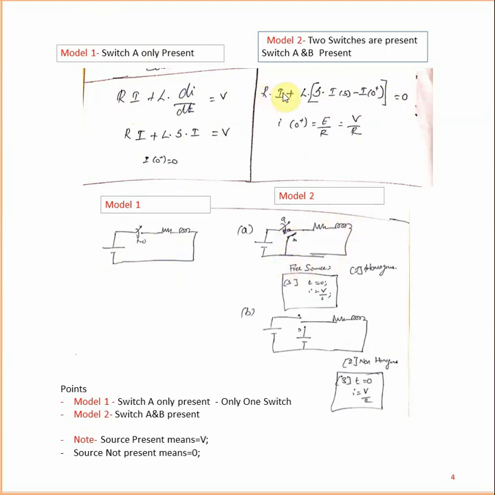Then R into I plus L into, as usual here also the same, S into I of S minus I of 0 plus. What does I of 0 plus mean? As usual, with switch A you will find V by R, as in the previous problem method. So you will find out the I of 0 plus.